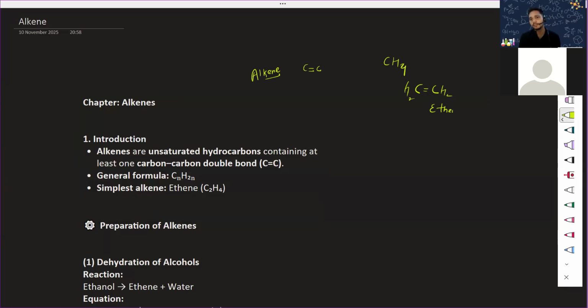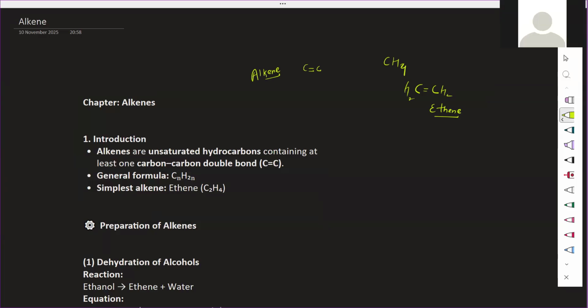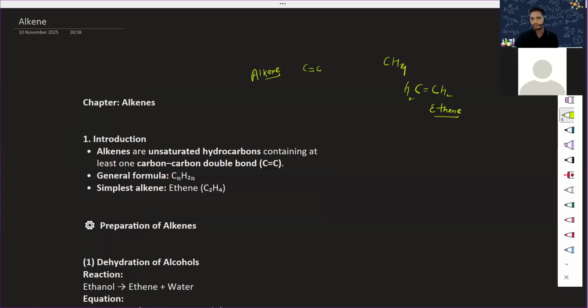This point is very much clear because it requires two carbons. Yes, that we have done. Well done. So that point is very much clear to us.